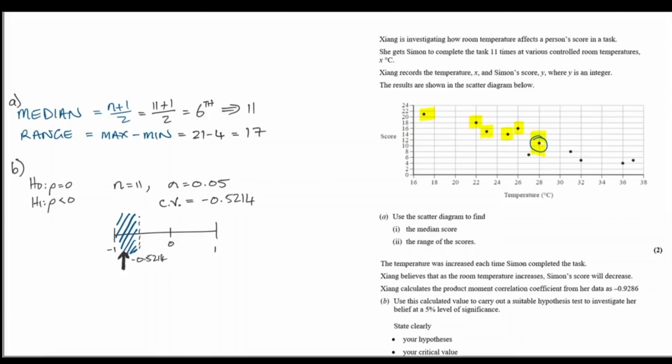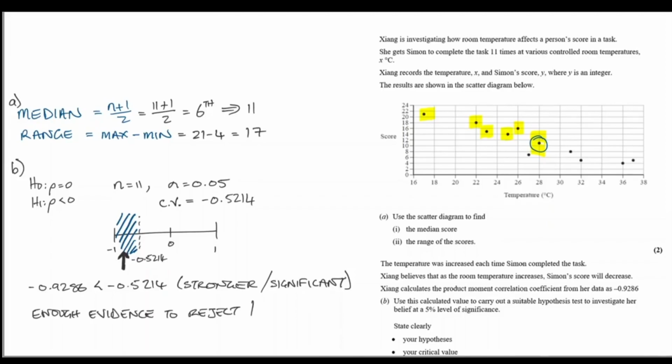We're going to reject H0. Let's write this out. The comparison says that the negative 0.9286 is less than the critical value. We have stronger correlation than the threshold. This is a significant result. We actually have enough evidence to reject H0. We actually have enough evidence to suggest that there is negative correlation between the temperature and Simon's score.